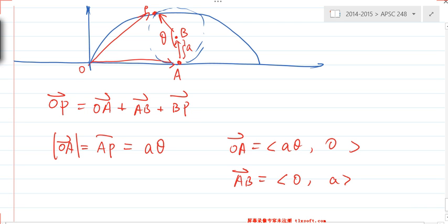So anyway, check the lecture notes, but that's how you construct the parametric equation. Any questions?